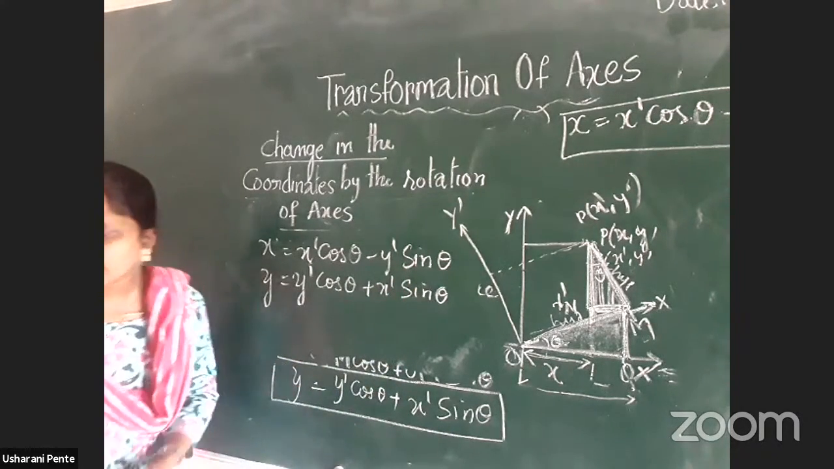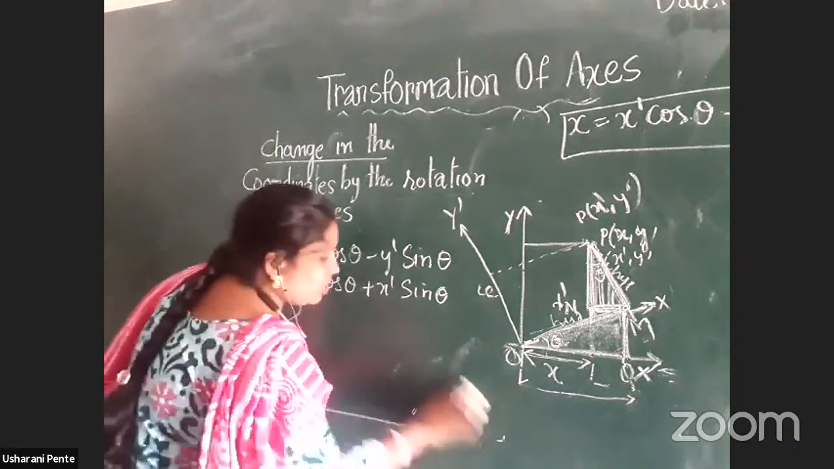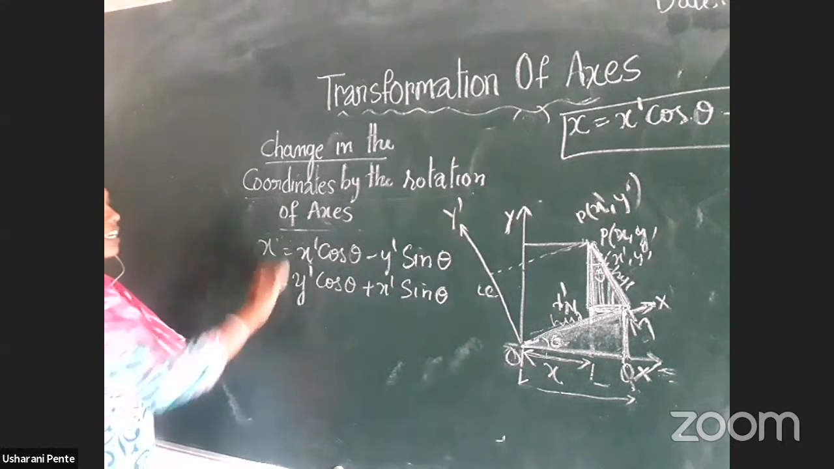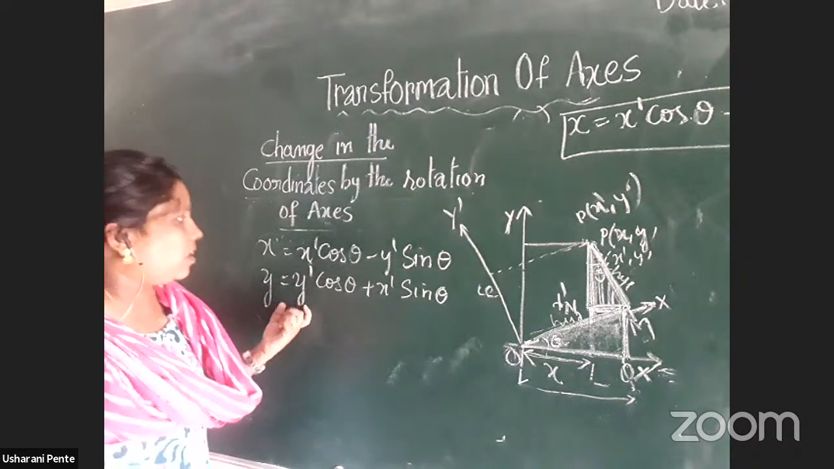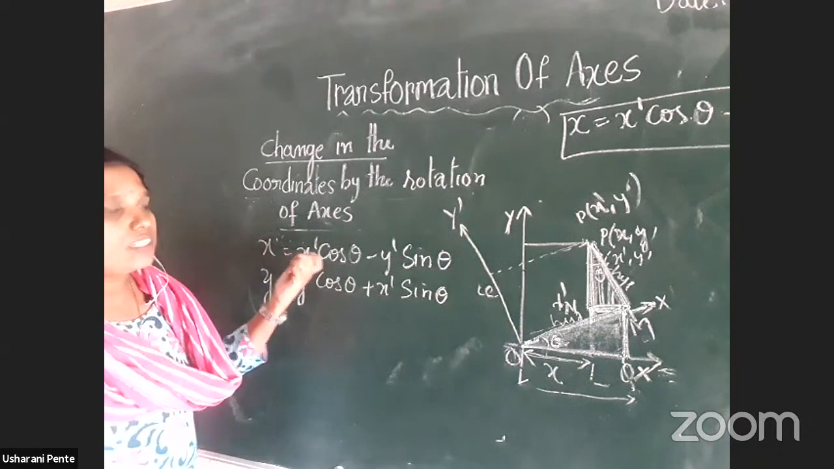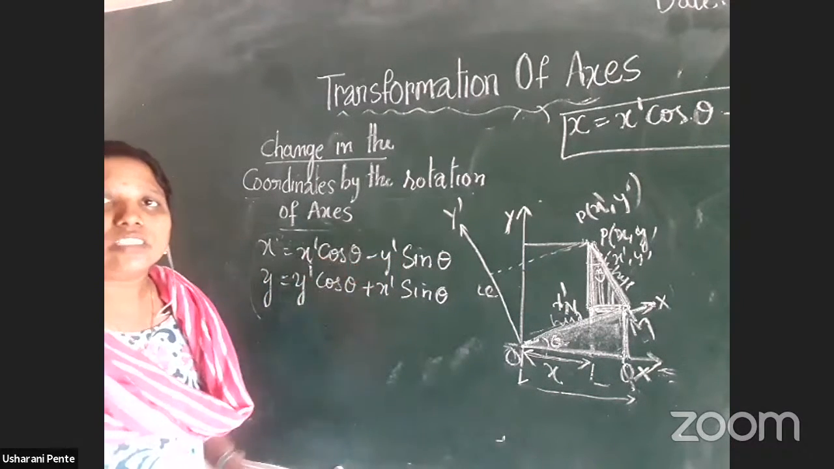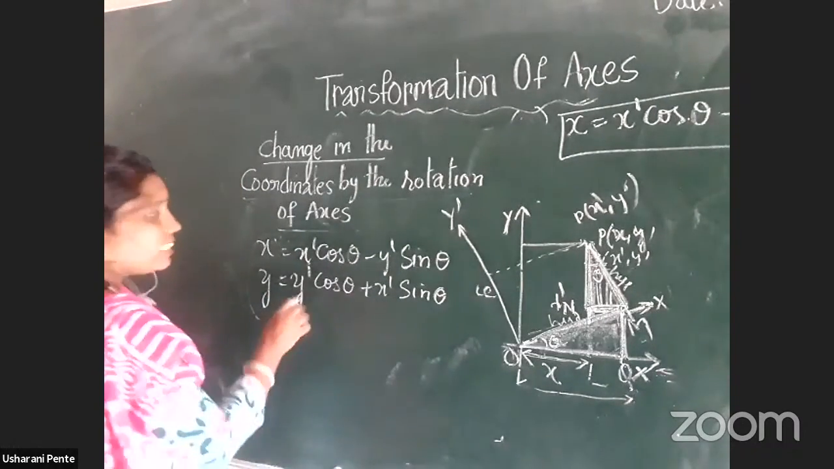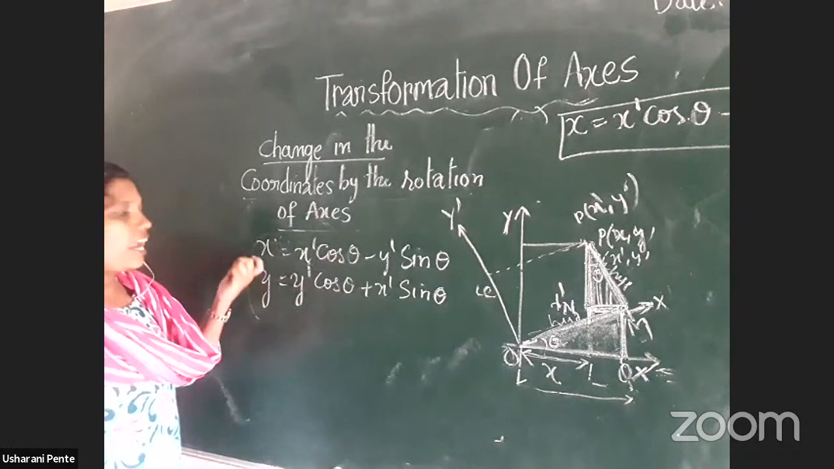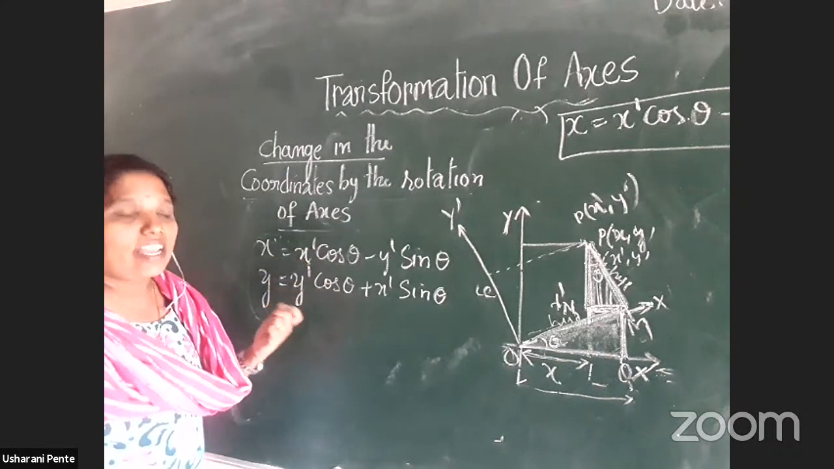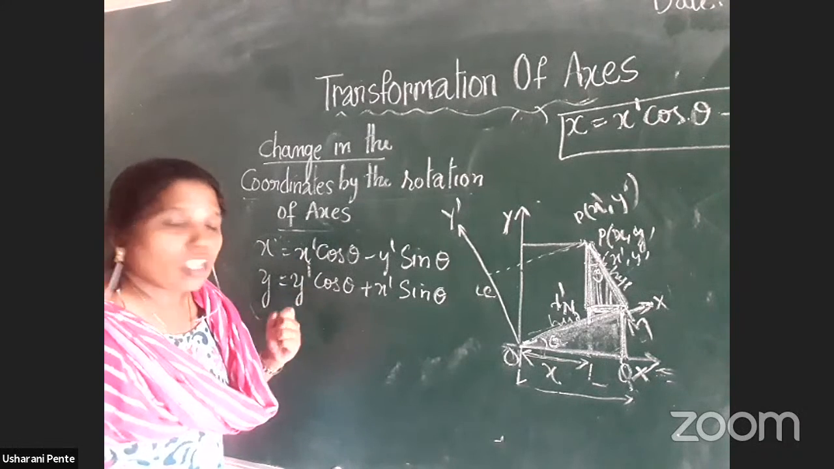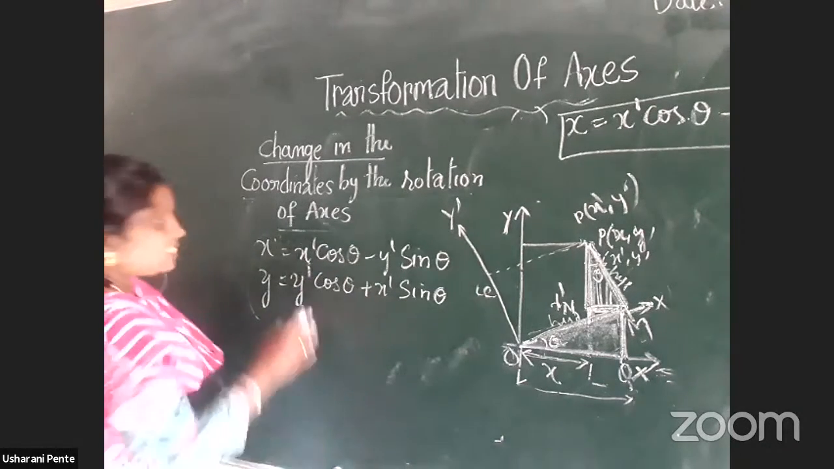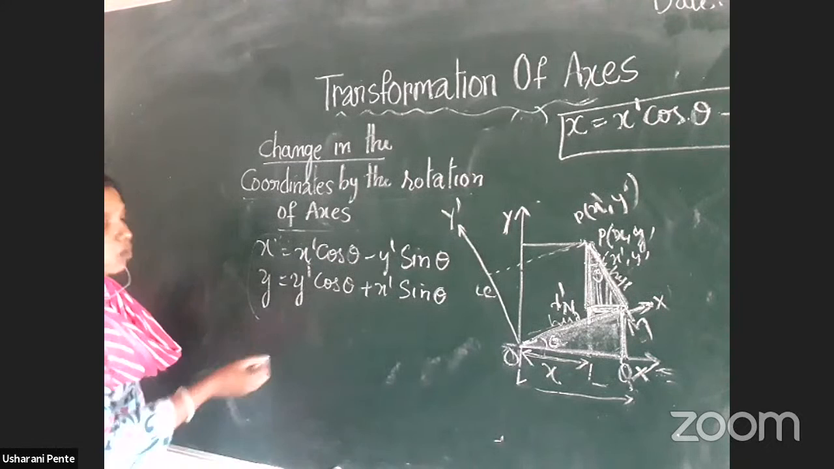So with the help of this, we can also find the coordinates in the original system. How to find? If they give the coordinates of the new system as well as the rotated angle, that is theta, and they have given the point with reference to the new axis, we can find the coordinate. Then what about x dash and y dash?